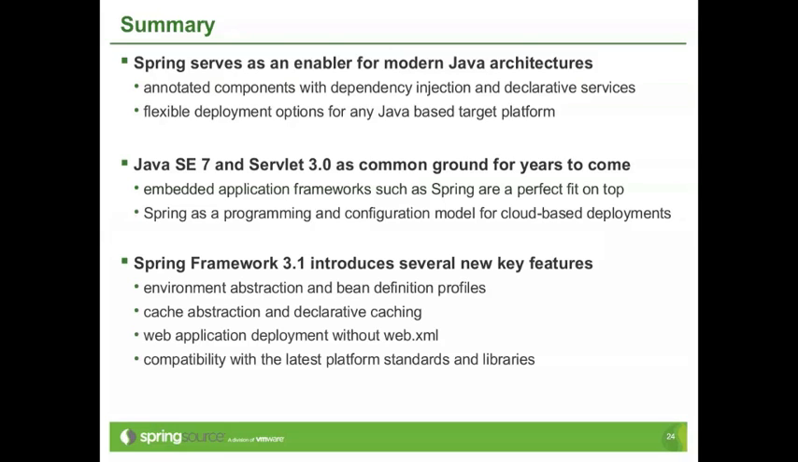And in Spring 3.1, we of course have a selection of features targeted for this modern world of deployment. The environment abstraction, we talked about bean definition profiles, our declarative caching solution, the Servlet 3.0 support with web application deployments that do not have to use web.xml anymore. And we have a strong focus on being compatible with the latest platforms as well, Java 7, Servlet 3.0, but also third parties such as Hibernate 4, Quartz 2.0, and many of the third-party data stores in the Spring Data project, where we support the latest versions of Redis, Mongo, Neo4j, and so forth.